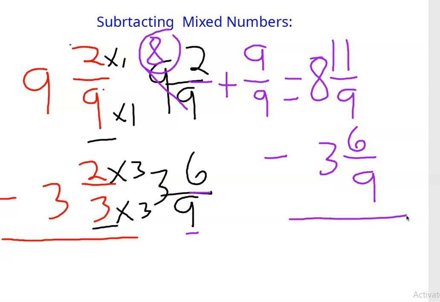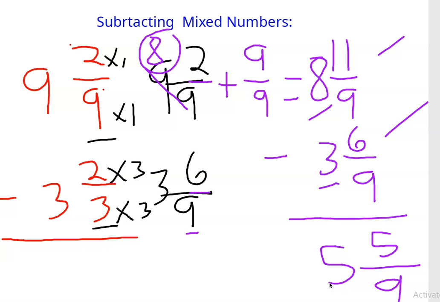We do our subtraction. 11 minus 6 is 5. Bring the denominator down. 8 minus 3 is 5. Again, it can't be regrouped. It can't be simplified. So we are all good. The answer is 5 and 5/9.